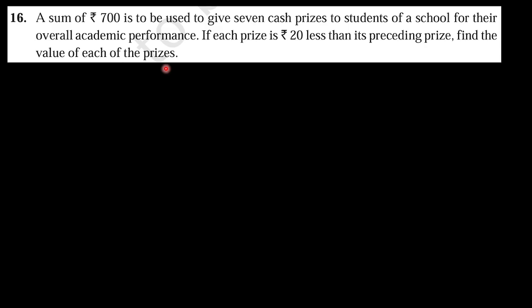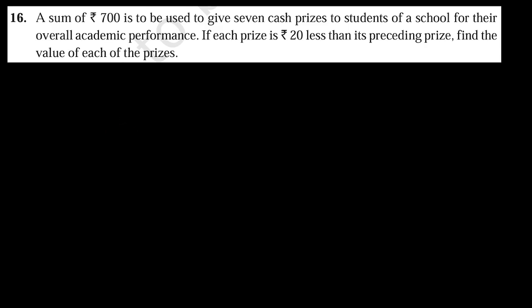Is it correct? No. So listen, the 700 rupees is the total cash I want to distribute. In my hand I have 700 rupees. I want to distribute to how many students? 7 cash prizes, I mean 7 students. For 7 students I am going to distribute the total amount 700. The first student receives some amount, I don't know that amount, I have no idea how much.